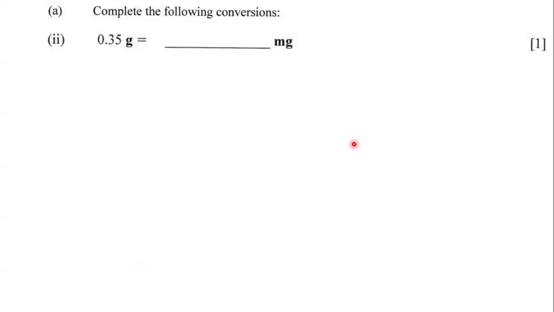Some persons have already answered. I see a bunch of different answers inside the chat. For those who have already answered, put your answer in the chat. What did y'all get? 350 milligrams. I get 350. I see a different thing inside the chat. I see 0.0035. I see 350. I see 0.00035. I see a bunch of things.